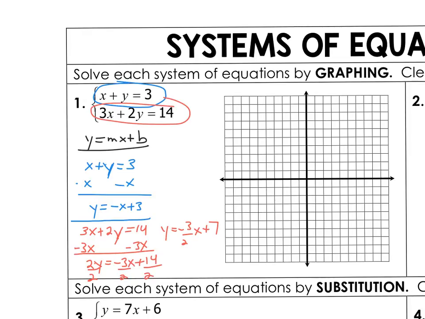Now we go ahead and graph. Remember, when you're solving systems of equations by graphing, you want to make sure your graphs and your lines are as straight and accurate as possible. So for my first line, the one that I will do in blue, my y-intercept is 3, which means I'm going to start at this point right here. And then my slope is negative 1 over 1. So I'm going to go down 1, to the right 1, down 1, to the right 1, down 1, to the right 1. And I'm going to plot as many points as I can.